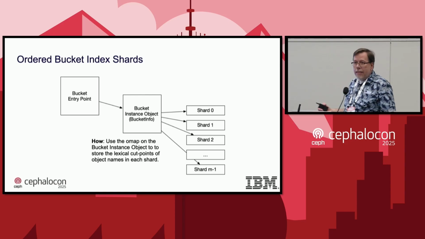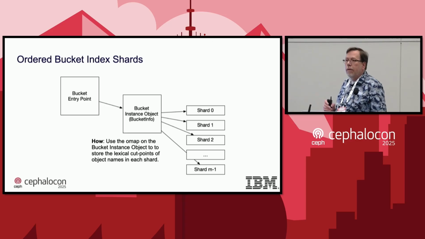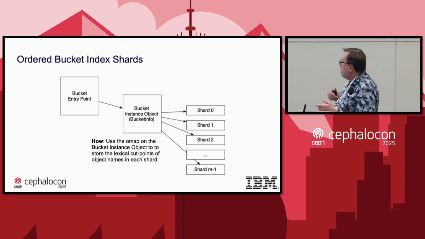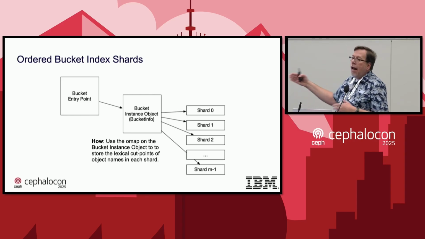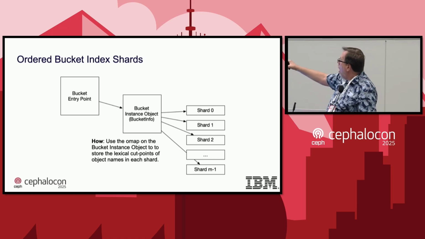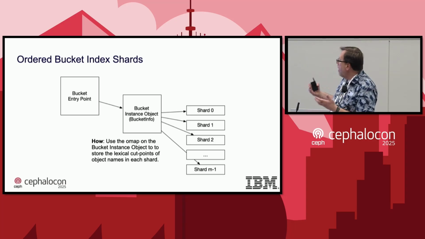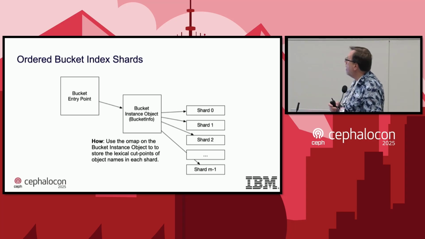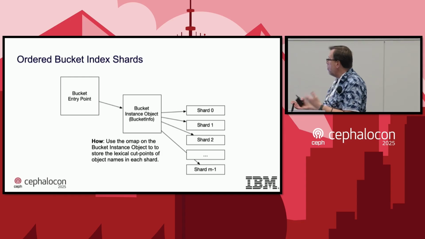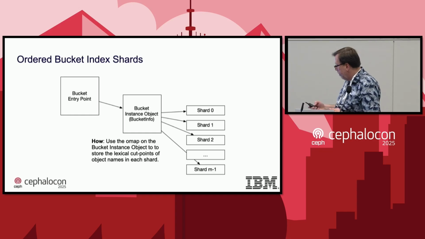Which means when we want to list the objects in the bucket, we can simply walk through the shards one by one and display them, okay? It gets rid of all that complexity with that previous listing algorithm. And the way we're going to do this is we're going to use something called the OMAP in the bucket instance object. That's a key value store, and the keys will be the cut points of where the divisions are between the shards and the object names that are lexically ordered among them. All right? And the data in the map will contain some additional value information, including what the name of the object for that shard is.